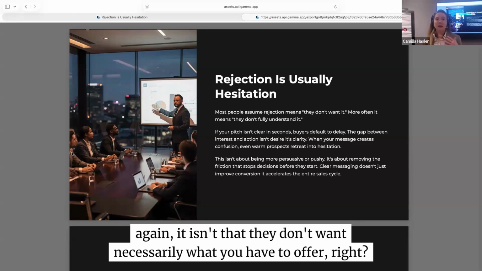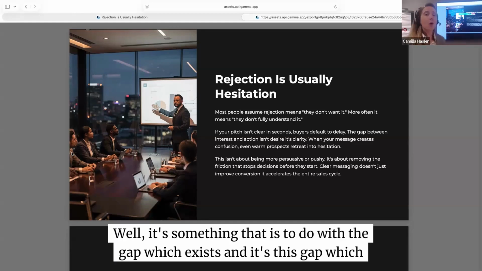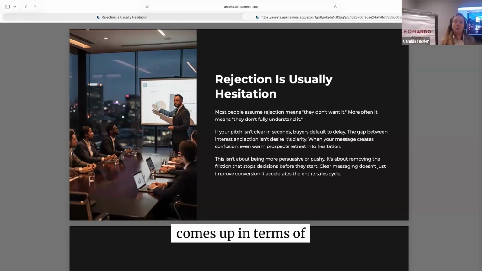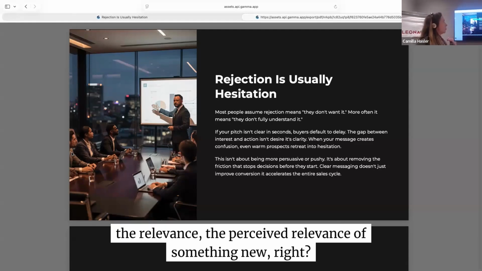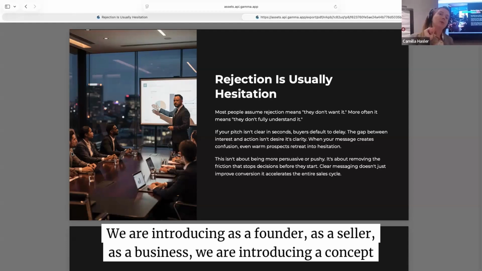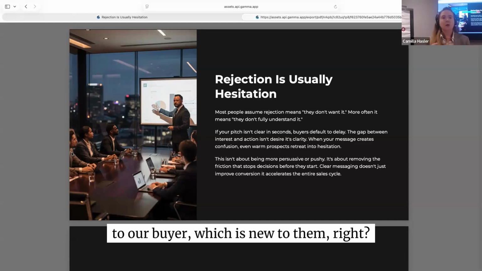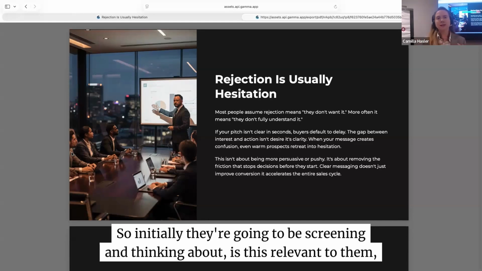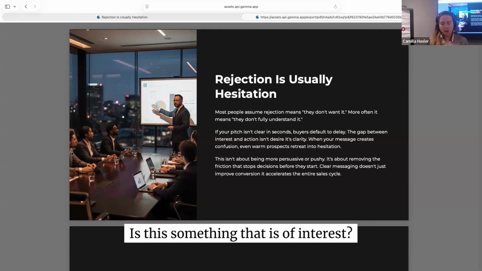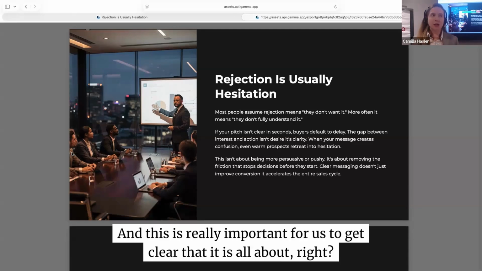And again, it isn't that they don't necessarily want what you have to offer, right? Why does rejection come up? Well, it's to do with the gap which exists. It's this gap which comes up in terms of the perceived relevance of something new, right? We are introducing, as a founder, as a seller, as a business, a concept to our buyer which is new to them, right? So initially, they're going to be screening and thinking about, is this relevant to them, right? Is this something that is of interest? And this is really important for us to get clear that it is all about, right?